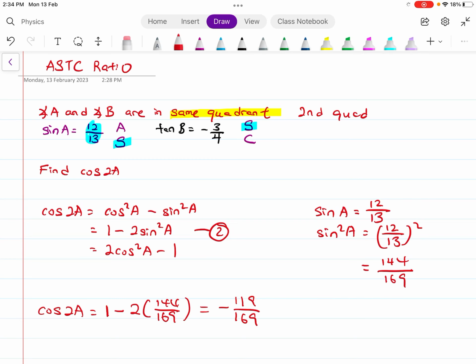Okay, so for ASTC ratio, just make sure that if you see a double angle, you make it into a single angle first using the double angle formula. Then you should be able to get the answer already. Alright.